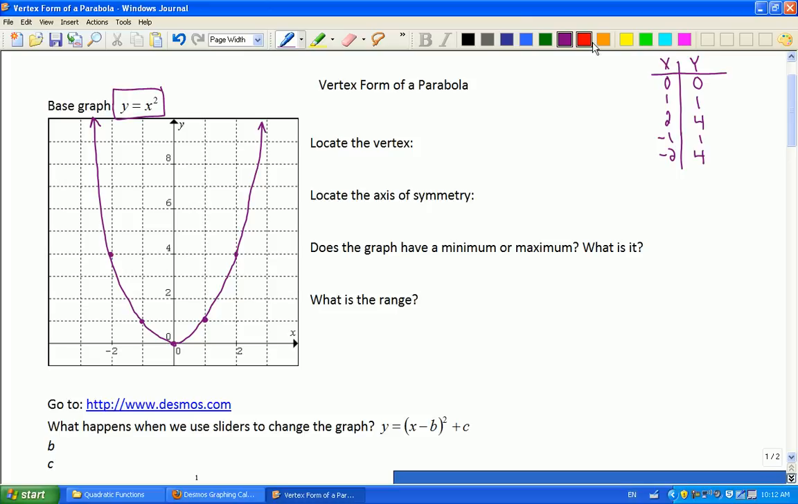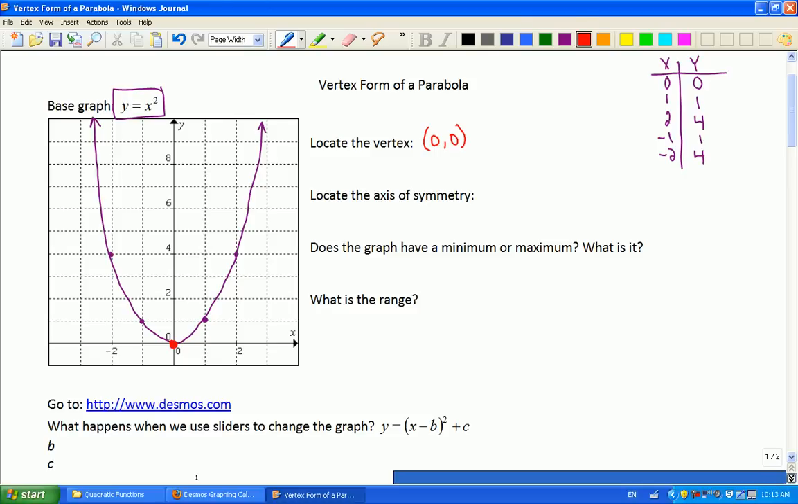So the vertex on a parabola is this point right here. The vertex here is located at the point (0, 0). This is one of the most important features on a parabola, and we'll use it a lot, and we'll talk about how to find it in other graphs shortly.